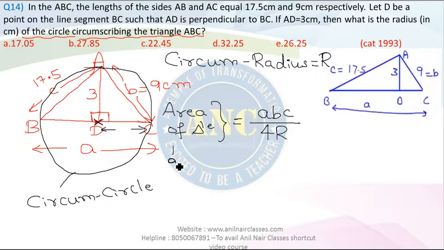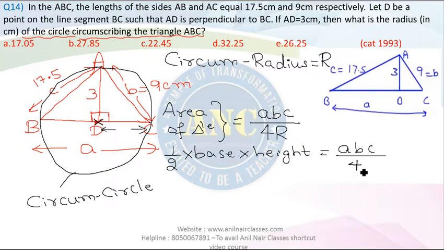But the area of a triangle is also known to us as half into base into height. That means half into base into height is equal to abc divided by 4R. Now if I simplify further, this is half into the base of this triangle, which is side a. Height of this triangle is nothing but AD, and AD is 3 centimeters, given in the question.